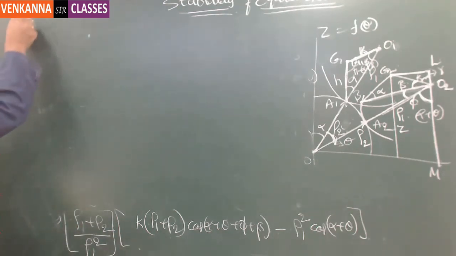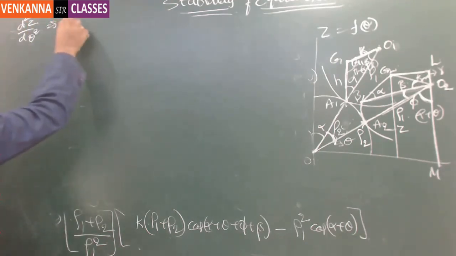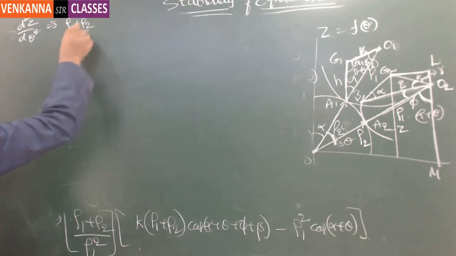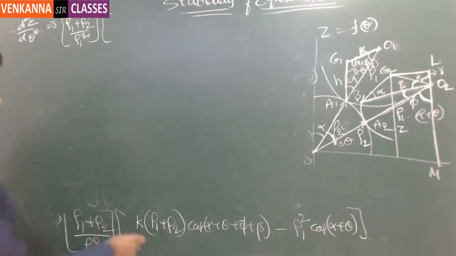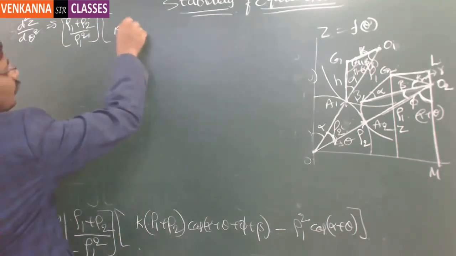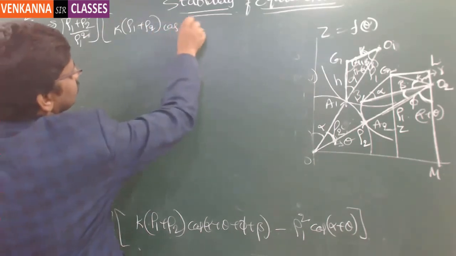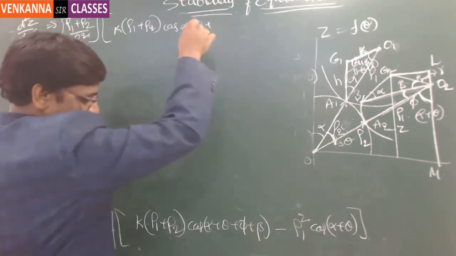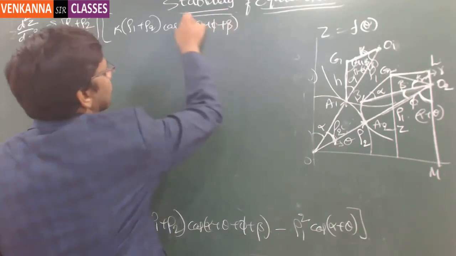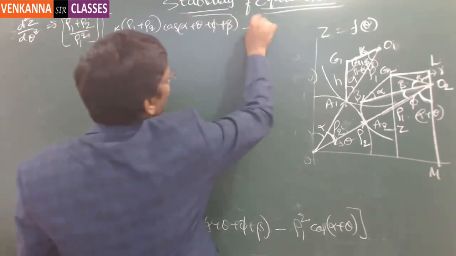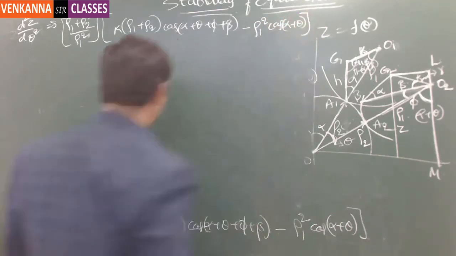d square z by d theta square is equal to rho 1 plus rho 2 by rho 1 square multiplied by k times of rho 1 plus rho 2 cos alpha plus theta plus phi plus beta minus rho 1 square cos alpha plus theta. So this is the second derivative.